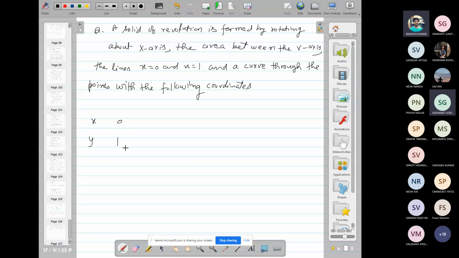When x is 0, y is 1; x is 0.25, y is 0.9896; x is 0.5, y is 0.9589; x is 0.75, y is 0.9089; and when x is 1, y is 0.8415.